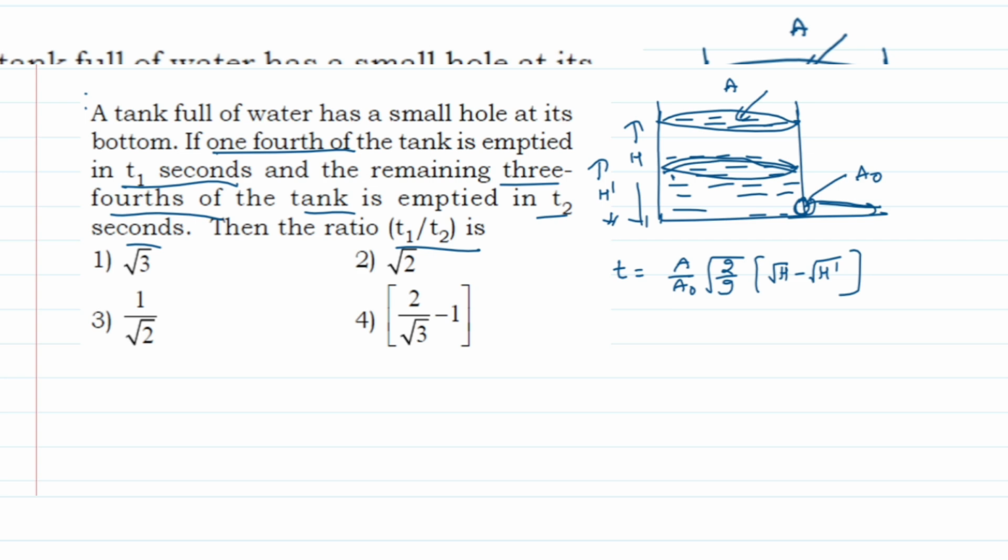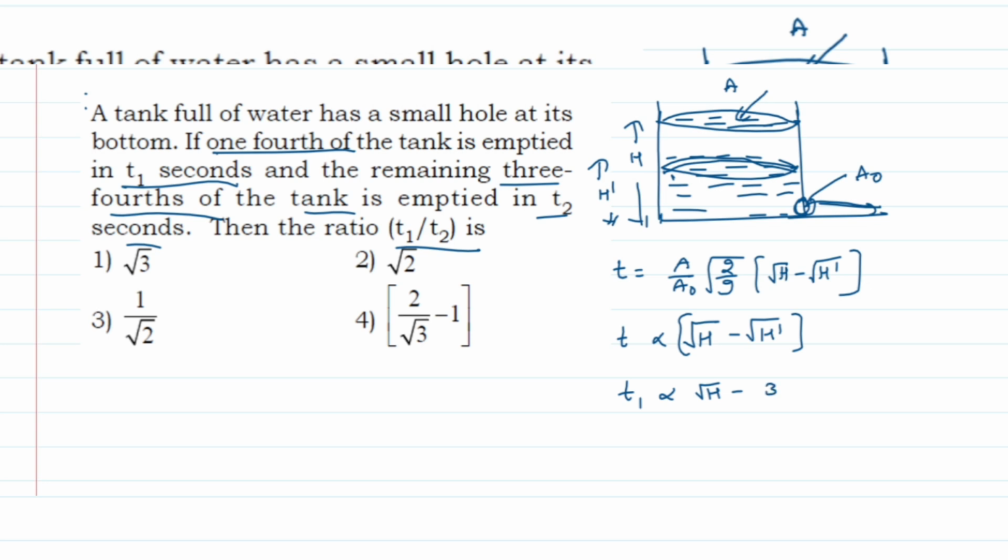Means here you can take T1 as directly proportional to root of h minus h dash, taking all the other quantities as constant. Then T is directly proportional to root over h minus h dash. Then T1 is directly proportional to root over h minus. So 1/4 of the tank you are emptying, the remaining will be 3/4.